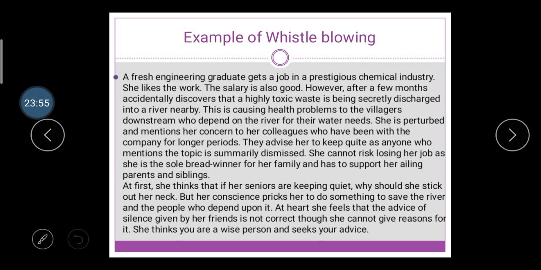Okay, at first she thinks that if her seniors are keeping quiet, why should she stick her neck out? Firstly, she thinks, why should I speak about it? My colleagues cannot speak, then how can I do this? But her concern springs up, to do something to save the river and the people who depend upon it.